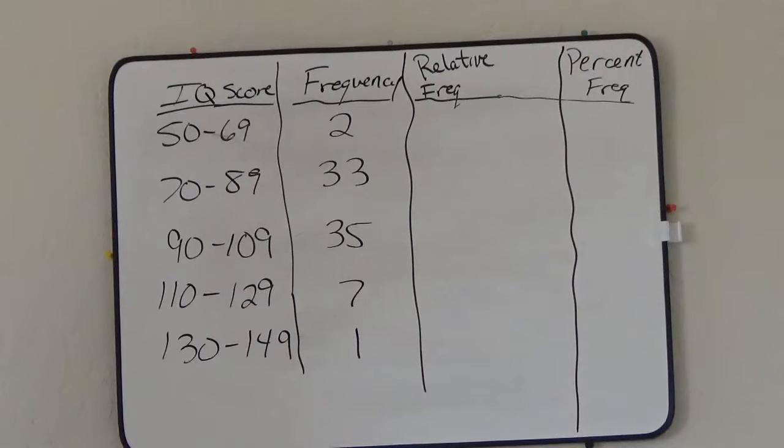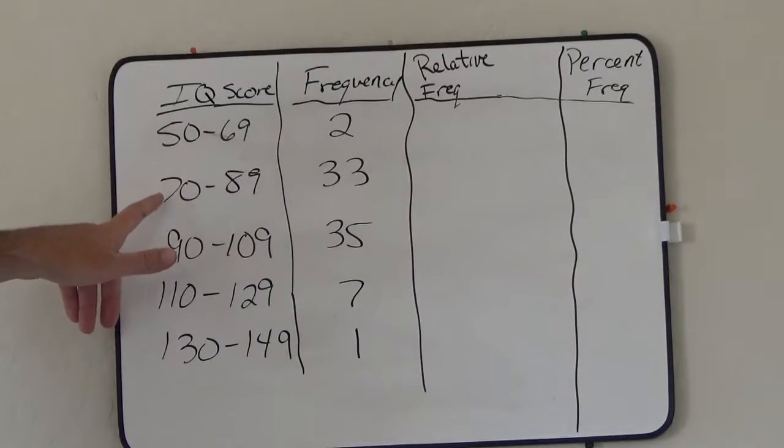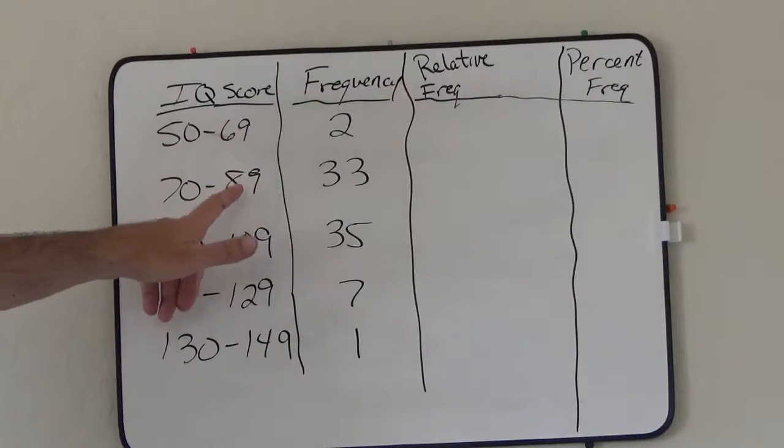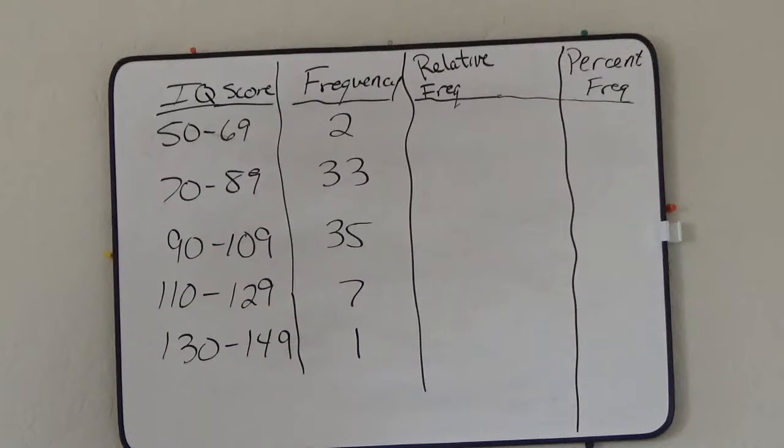We have lower classes. These are the smallest numbers that belong to each class. So the lower class here would be 50, 70, 90, 110, and so forth. And then we have upper classes, which are the largest values, which would be 69, 89, 109, 129, and 149. Okay, so those would be the upper and lower classes.